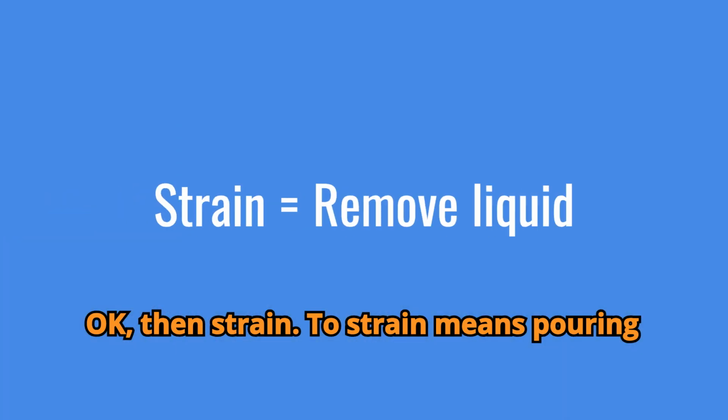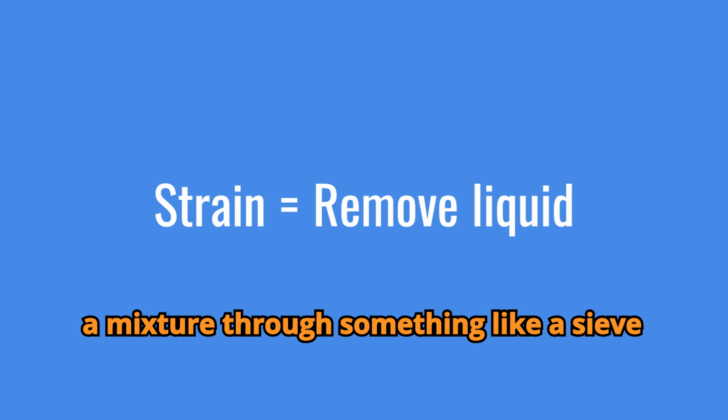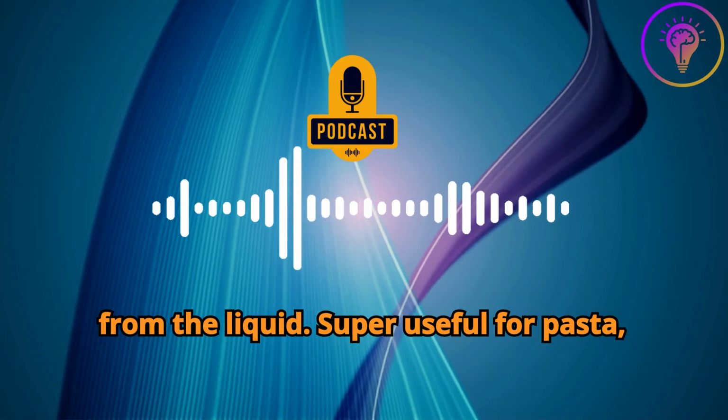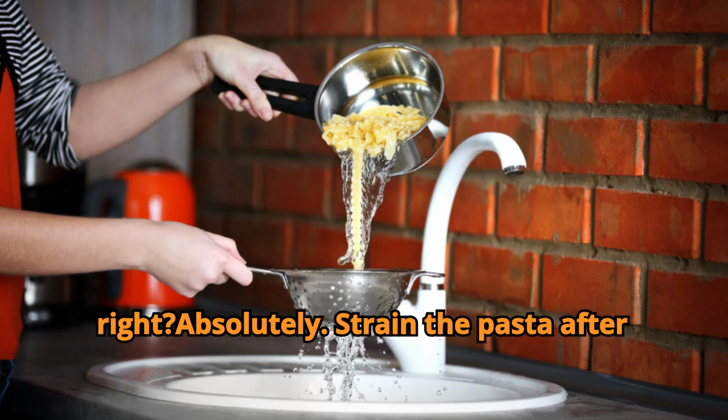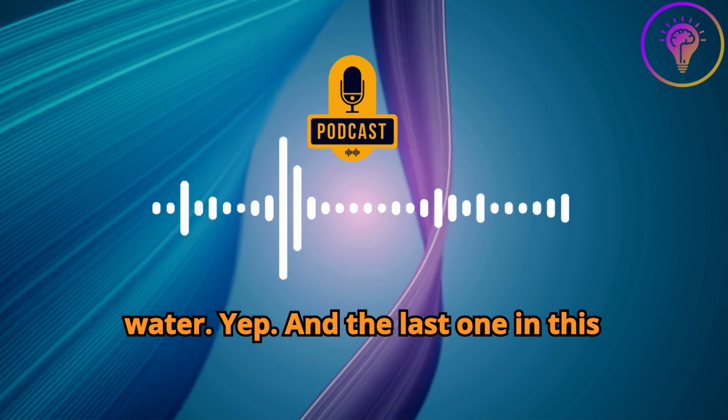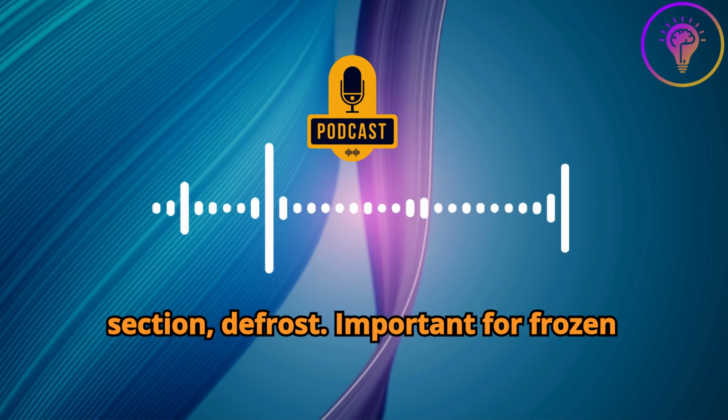To strain means pouring a mixture through something like a sieve or a colander to separate the solid bits from the liquid. Super useful for pasta. Right, absolutely. Strain the pasta after it's cooked. Got to get rid of that water. Yep. And the last one in this section, defrost.